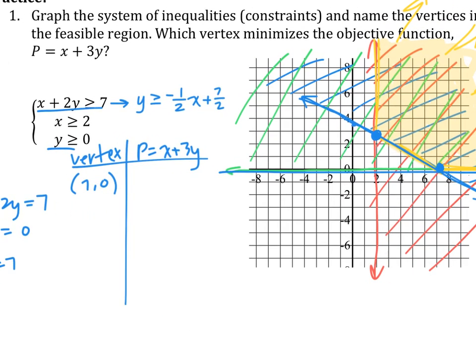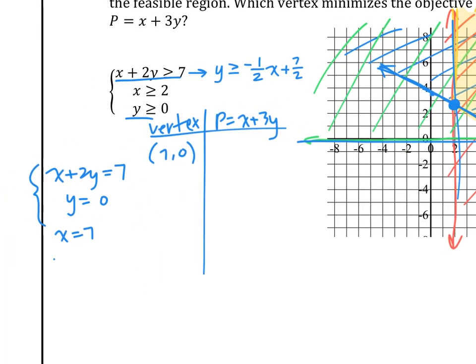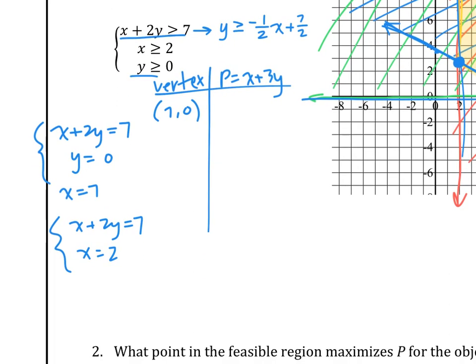All right, the other vertex is this one here, which is the intersection between the red and the blue. The red is x equals 2. So that is the intersection between x plus 2y equals 7 and x equals 2. That's a nice, easy question to solve. So 2 plus 2y equals 7, 2y equals 5, y is 5 over 2. So this is (2, 5/2). Those are the only 2 vertices.